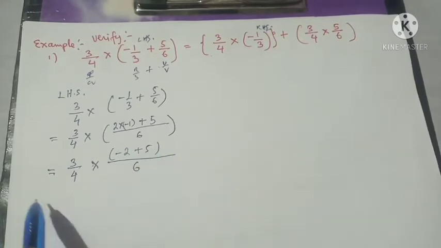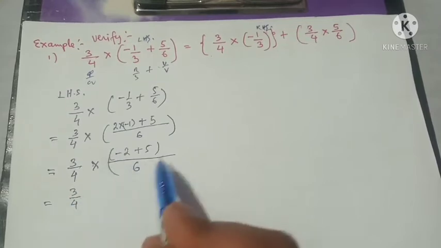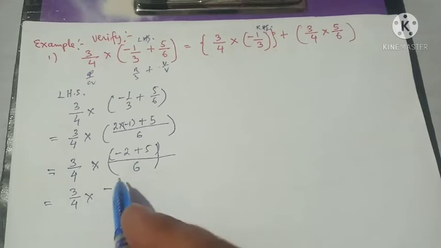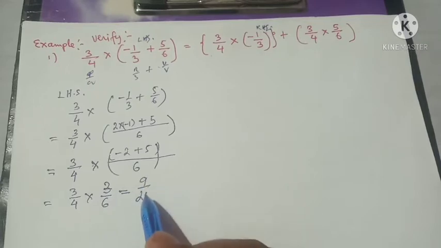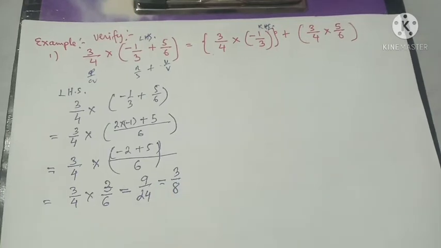So 3 by 4 into minus 2 plus 5, that is 3 by 6. Then the answer will become 9 by 24. We can put it in the lowest term, that is 3 by 8. The answer of the left hand side is 3 by 8.